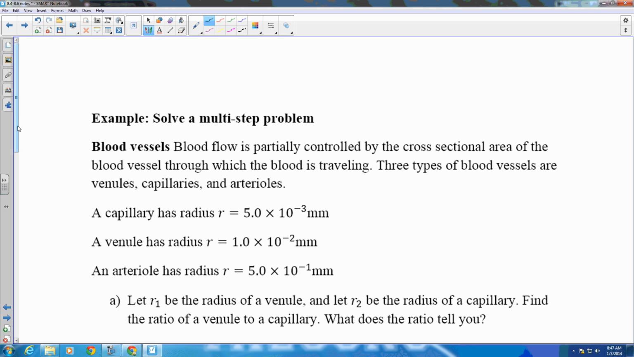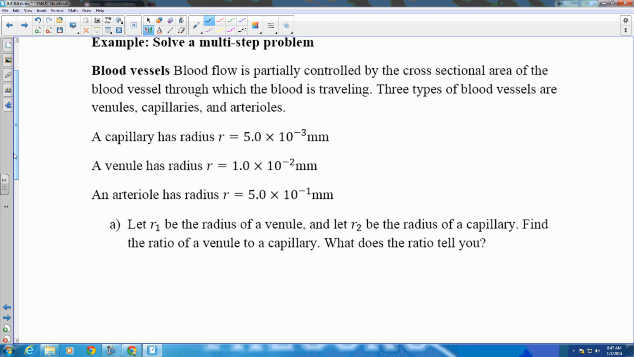Got one more page with word problems. Blood flow is partially controlled by the cross-sectional area of the blood vessel through which the blood is traveling. Three types of blood vessels are venules, capillaries, and arterioles. Arteries. That's what those are called. I am not a doctor. I am a math teacher, so I cannot pronounce that.